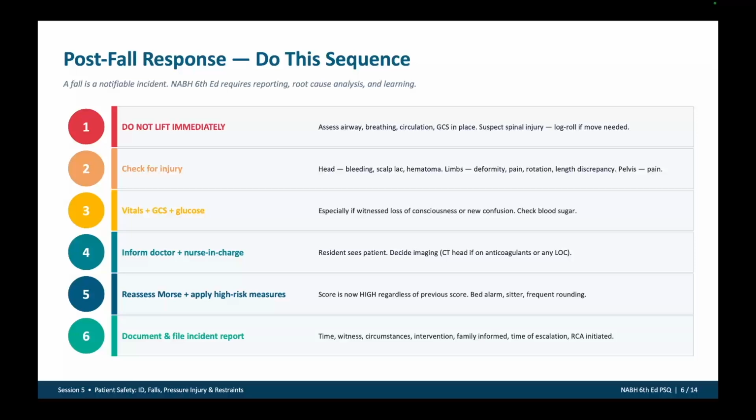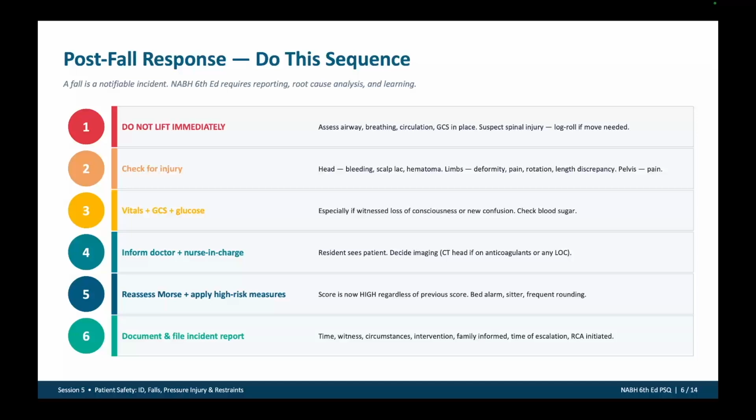Check for injury in the head, such as scalp bleeding or hematoma and laceration, and for the limbs, any deformity, pain, rotation, movement, and length discrepancy, and for the pelvis if there is any pain. Check the vitals, GCS and glucose, especially if there was witnessed loss of consciousness or new confusion. Check the blood sugar levels especially in this case. Inform the doctors and nurse in charge.